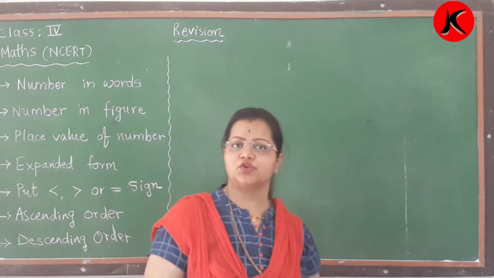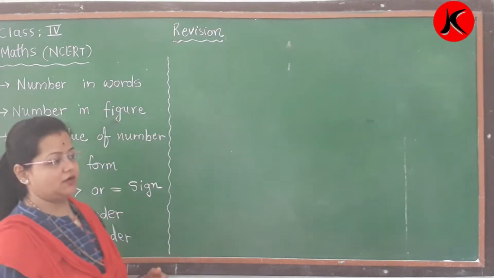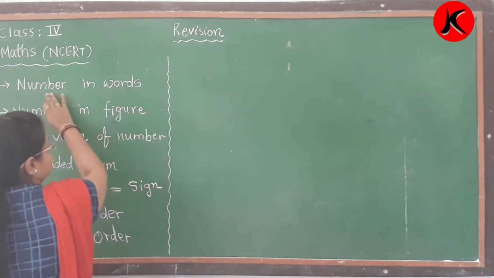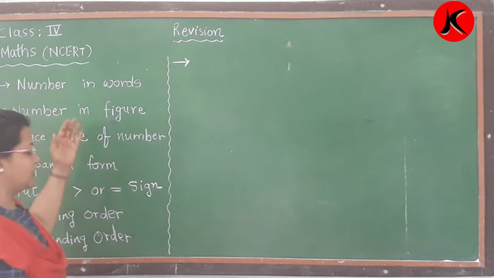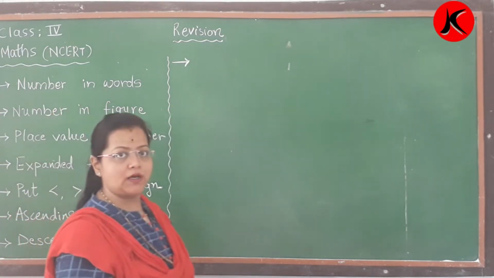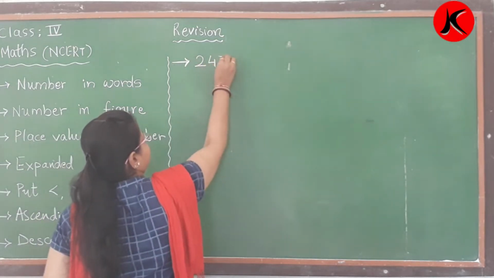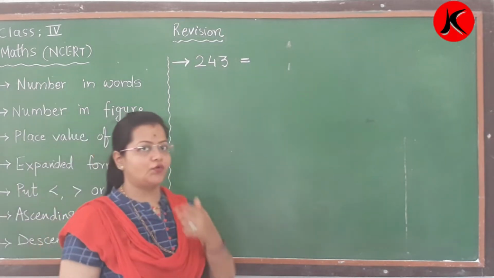Last year you learned 3-digit numbers. Now here in 4th standard you have to learn numbers with more digits. So the first one is number in words. I give an example of each. So how to write a number in words? First of all, the first number is 243. How to read it? 243.